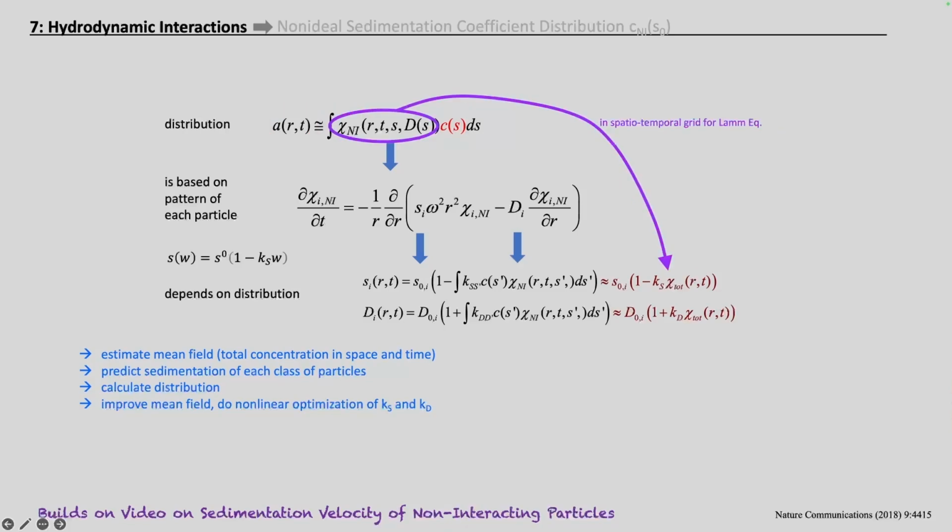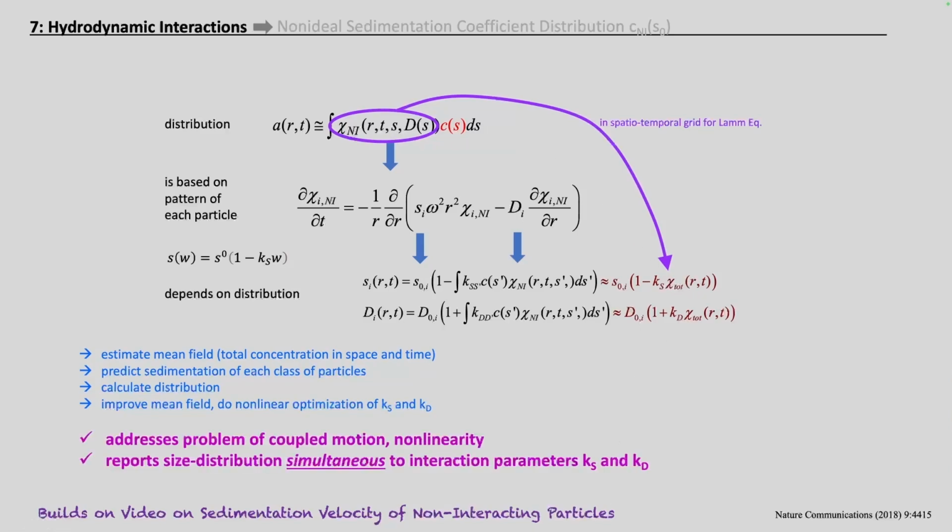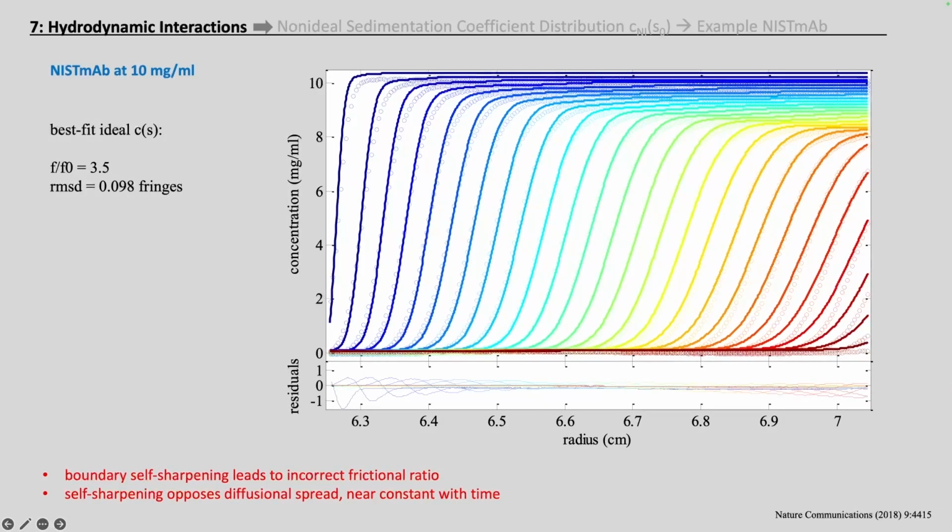And once we have the distribution, we have the luxury of going back and replacing our initial estimate of the total concentration in space and time with a scaled combination of our sedimentation patterns. And in this way, the non-ideal c(s) can solve the problem of coupled motion and breaks the nonlinearity of the distribution. And on top of the sedimentation coefficient distribution, we also get to adjust a best fit parameter for ks and kD. Let's look at an example.